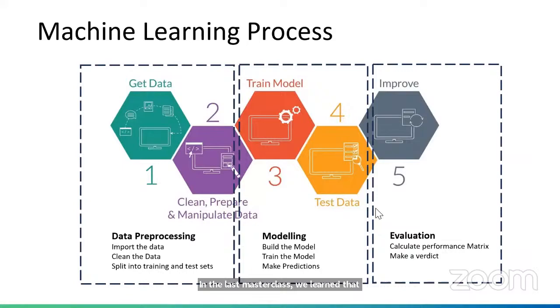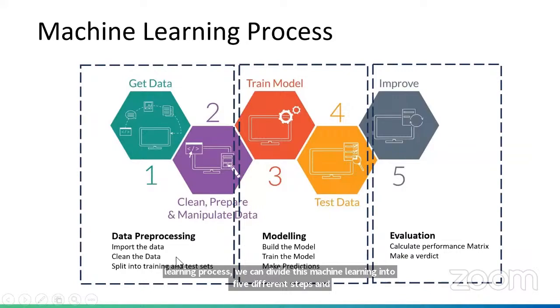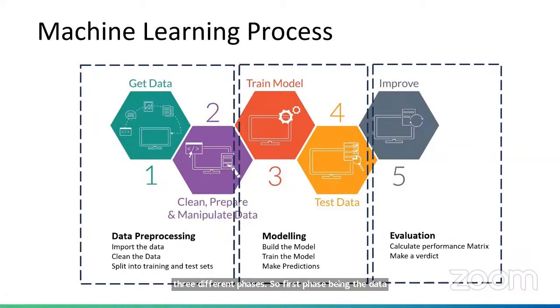Learning is divided into 5 different steps and 3 different phases. First is the data pre-processing phase, where we import the data, clean the data, and split it into training and test set. We learned it last time when we were feature engineering our data.